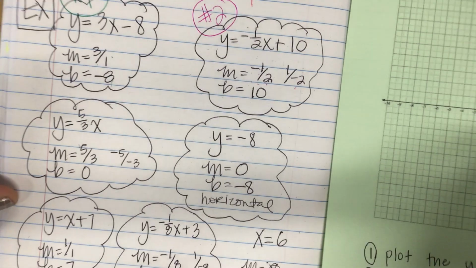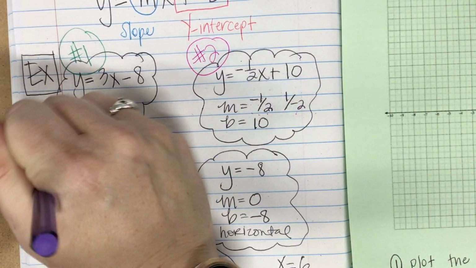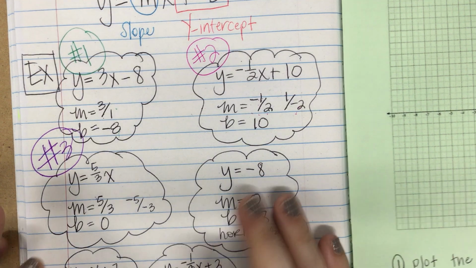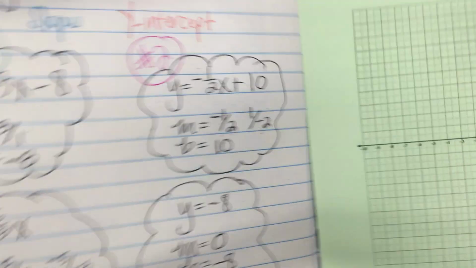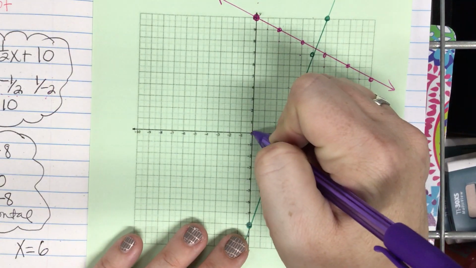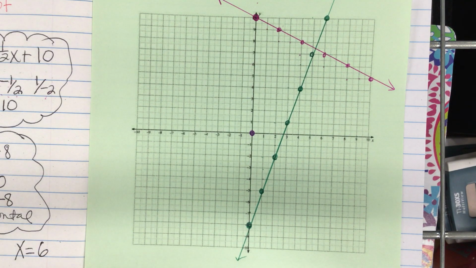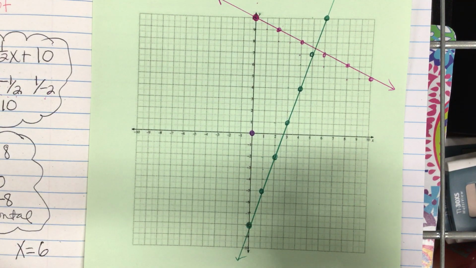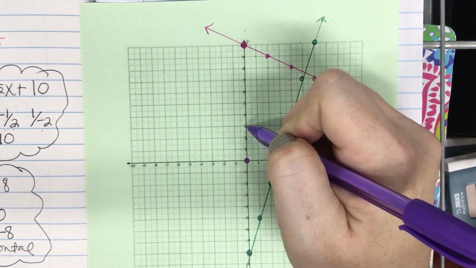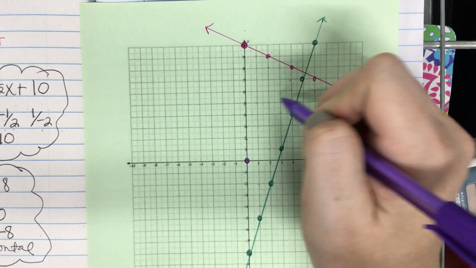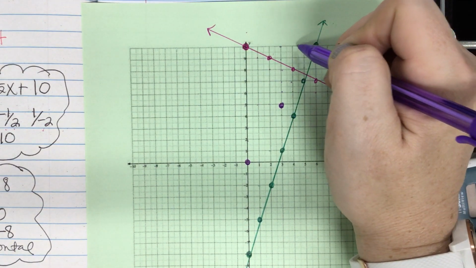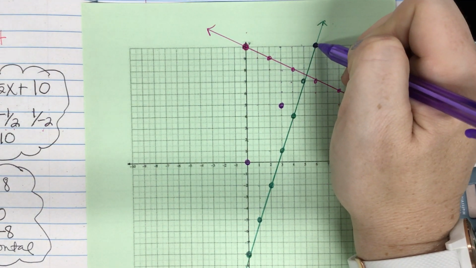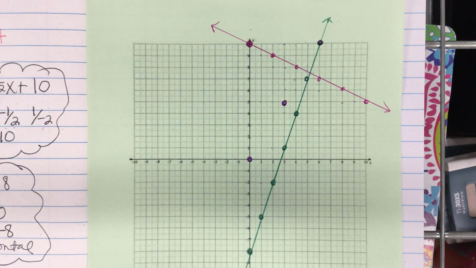Number 3. What's my intercept on number 3? 0. Where is that? In the very middle. What's that called? Origin. Good. And my slope is 5/3, meaning I'm going to go up 5 and to the right 3, up 5 and to the right 3. Can I do more dots?